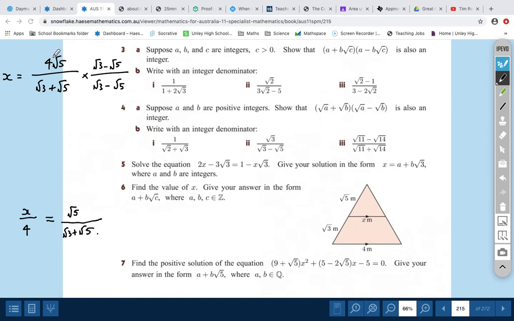Okay, so let's do the top first. We'll get x equals 4 root 5 times root 3. Well, that's 4 root 15. And 4 root 5 times the root 5. Well, the root 5s will times together to equal 5. There's also a minus. So we'll have 5 times 4, which is 20. And what's going on down the bottom? We'll have 3 minus 5, which equals minus 2. And that will actually cancel out.